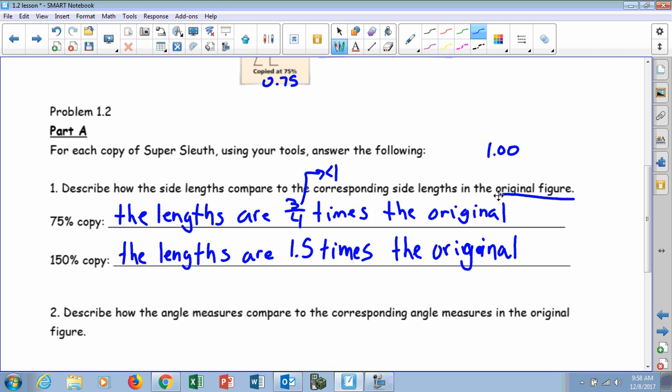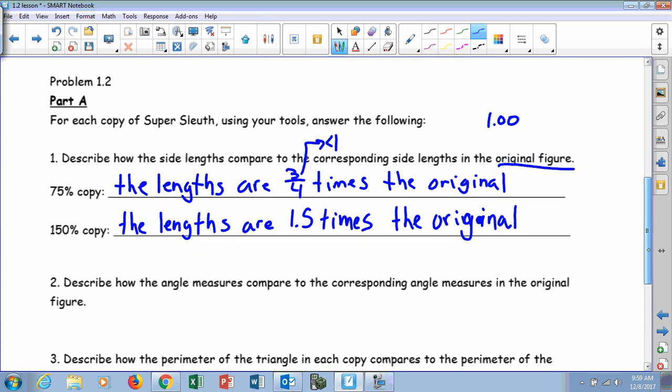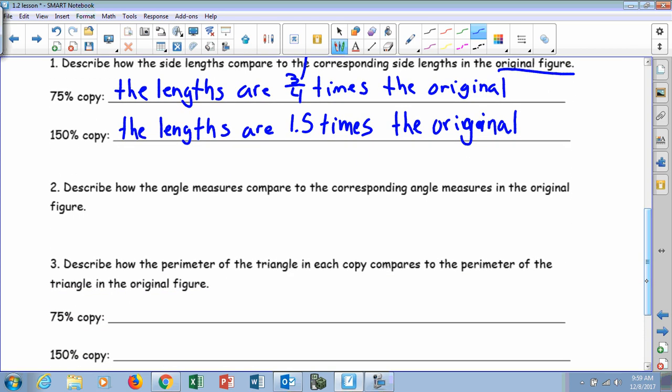Wouldn't it be like it's 50%? Well, it's 50% bigger than the whole, but it's 1.5 times the size of the original one. For example, if you had a side length of 8, to find the side length of the bigger one, you have to multiply it by 1.5, not 50%.